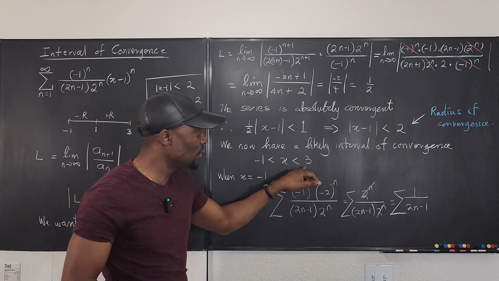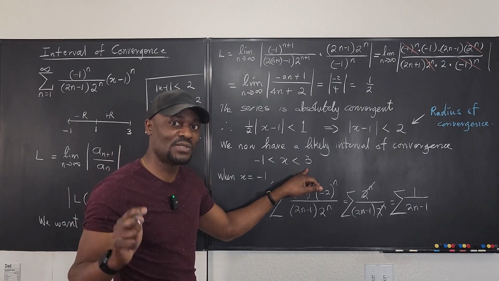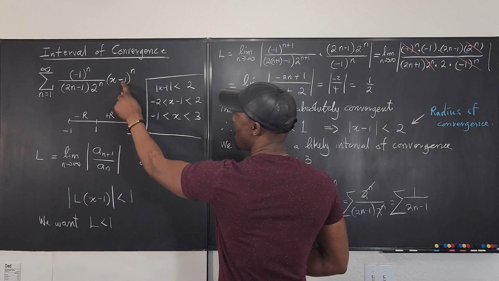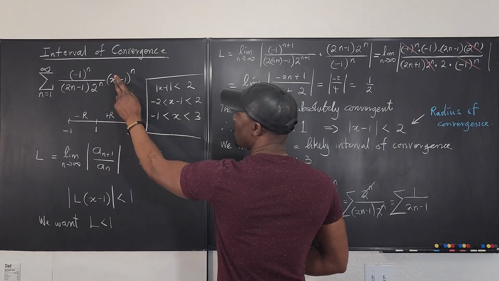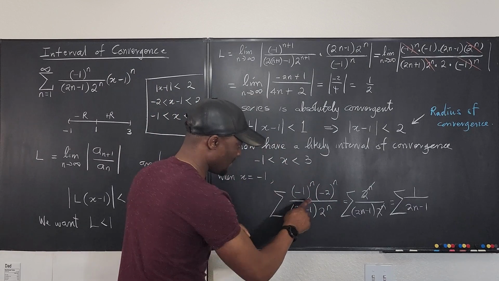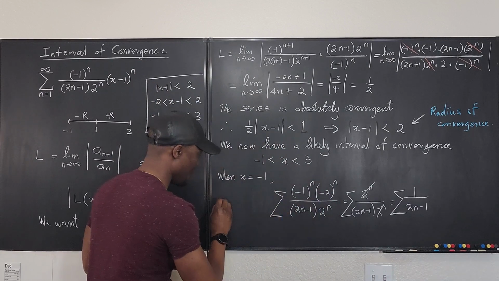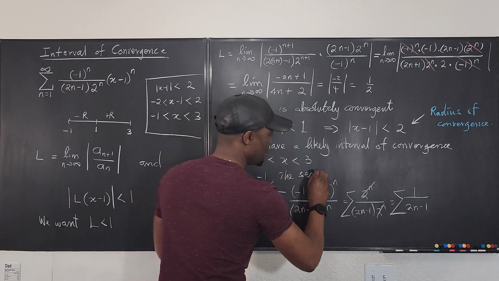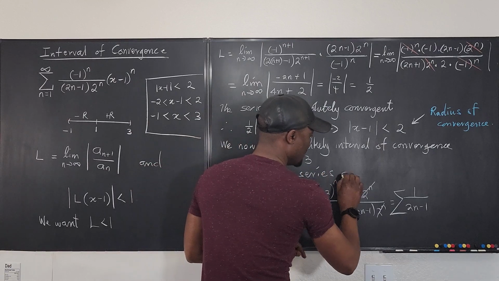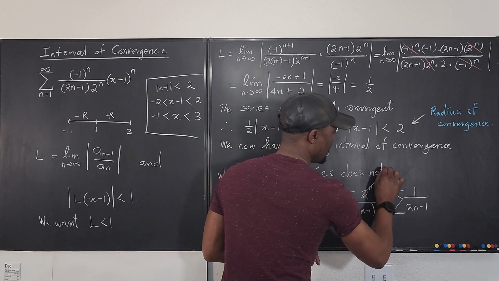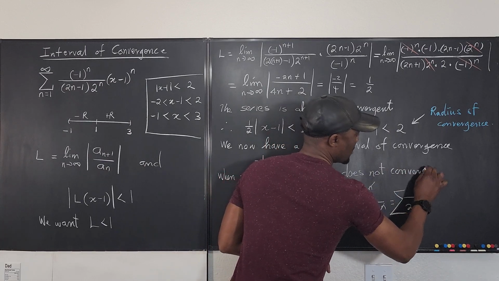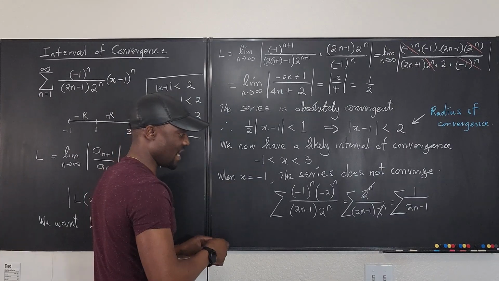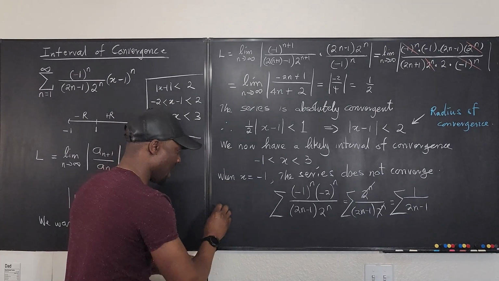Okay, so you go do the same test for when x equals 3. So let's go back. Let's change this to 3. So this is going to be 3 minus 1, which gives us 2 to the n. So when x equals negative 1, the series does not converge. Okay, so we have to exclude x equals negative 1. We can't take it.